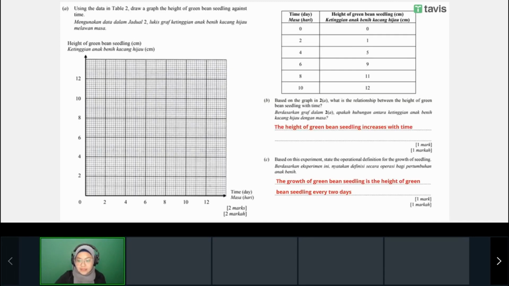Okay, let's see the first question. What did it ask? By using the table 2, draw the graph of the height of the green bean seedling against time. Okay, refer this table. Now, let's try to draw the graph together. Okay, during 0 day, the height of the green bean seedling is 0. 0. During day 2, the height was 1 cm. Day 2, 1 cm. Okay, what about day 4? It's become 5 cm already. Day 4, it become 5 cm. Day 6, it's become 9 cm.